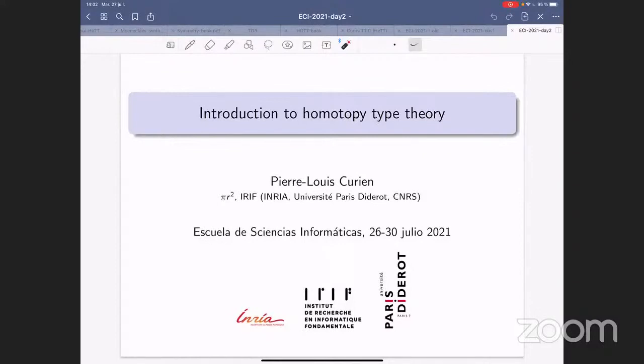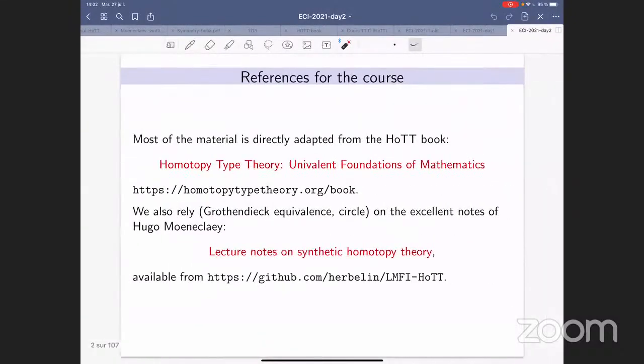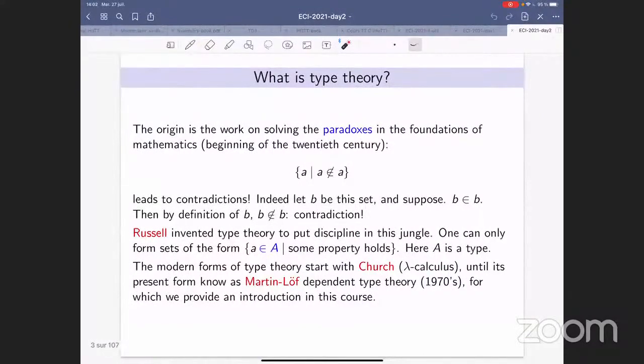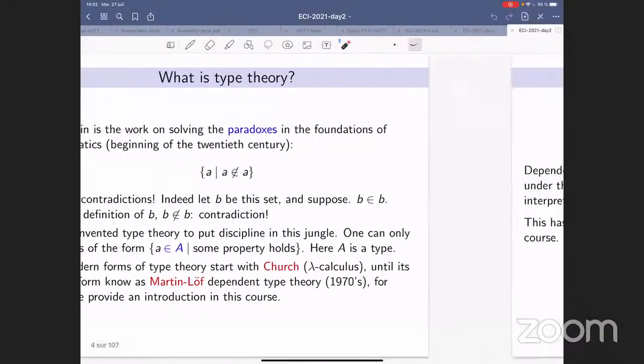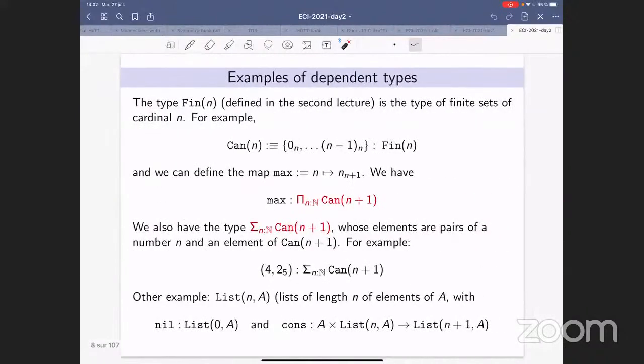And I will start by reviewing shortly what we did yesterday, okay? So I first motivated the introduction of types historically, okay, with paradoxes. I briefly spoke about lambda calculus, and then also briefly spoke about Martin-Löf dependent type theory. So I tried to motivate the notion of dependent type from the point of view of programming, okay, with examples like lists.